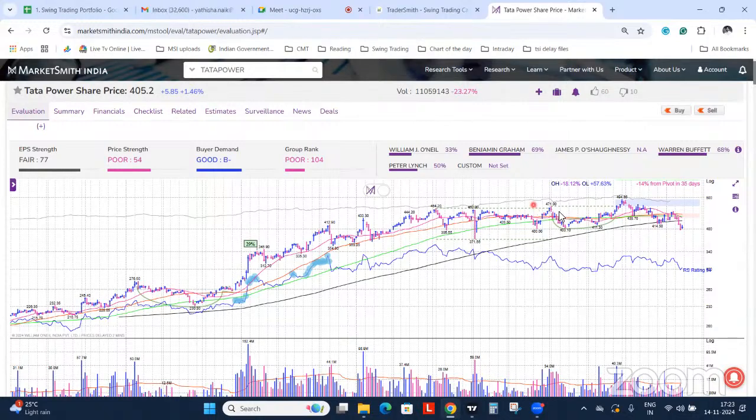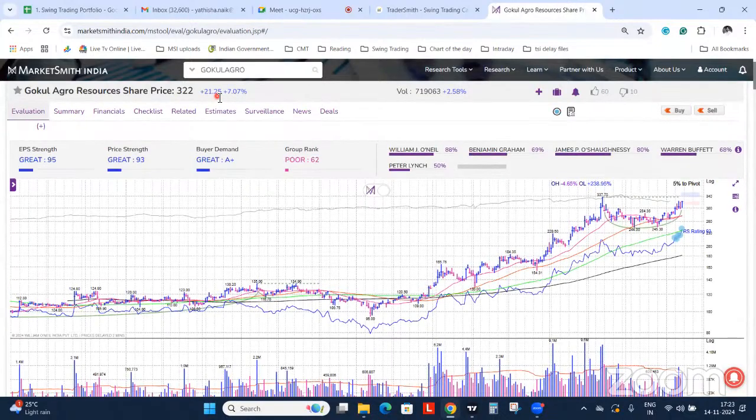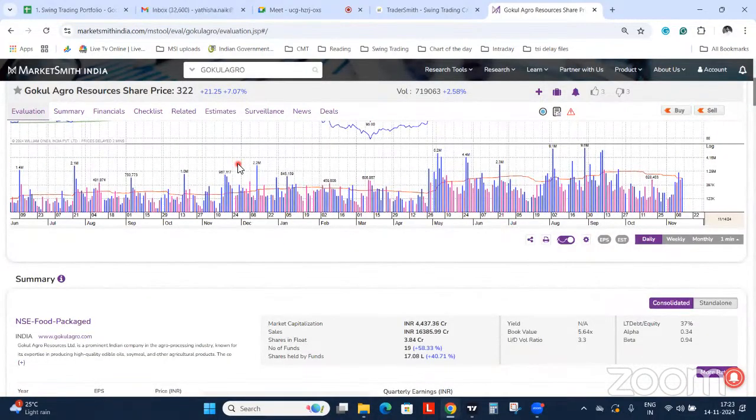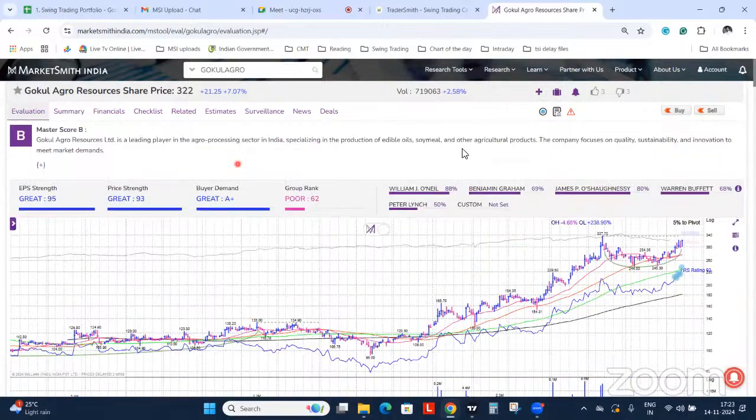Next is Gokul Agro. Positive trend; even today it has gained 7%. Taking a fresh position, after considering risk-reward, is a little risky. But if someone is holding, I would suggest holding and riding the rally for the time being, and keeping a stop loss around the 290 zone. Otherwise, taking a fresh position is risky, but yes, the trend is positive in Gokul Agro.